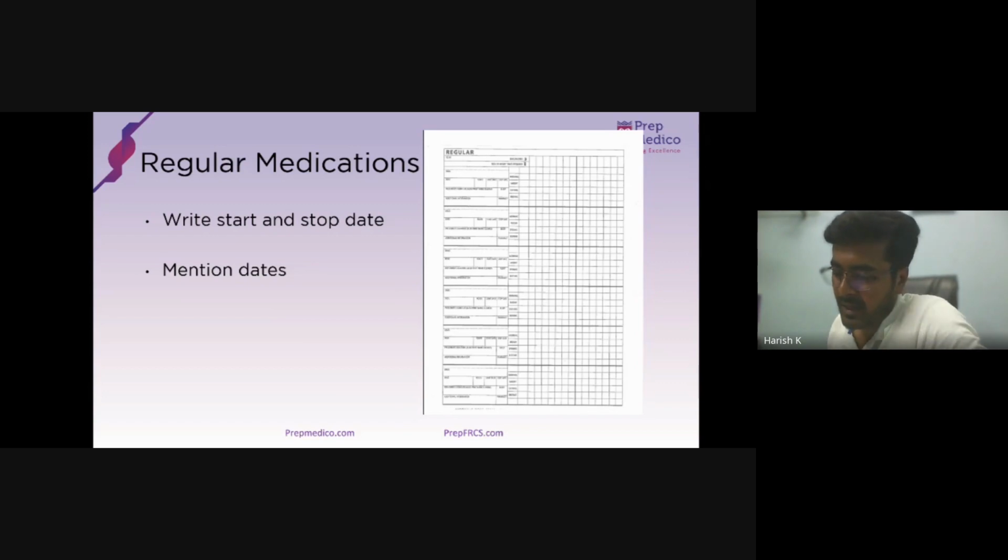So next, in every prescription you need to write your name, signature, and GMC number in this box. And if at all they have given you any bleep, you can write it down here.